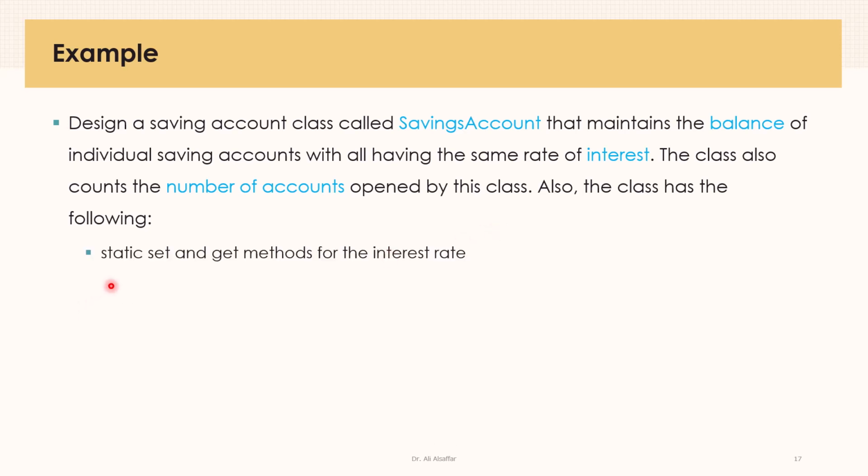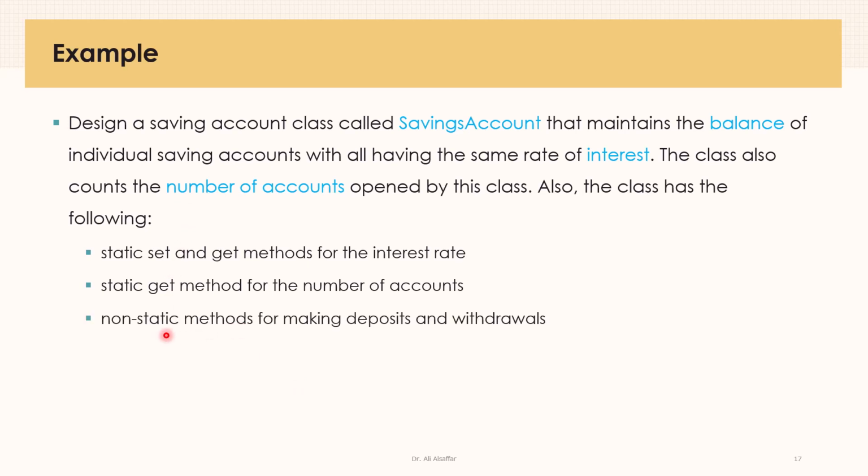We need to define static set and get methods for the interest rate, and this is an example of a static method that is referencing a static variable. And we also need to define a static get method for the number of accounts, and number of accounts is static, so this is also an example of a static method that is referencing a static variable.